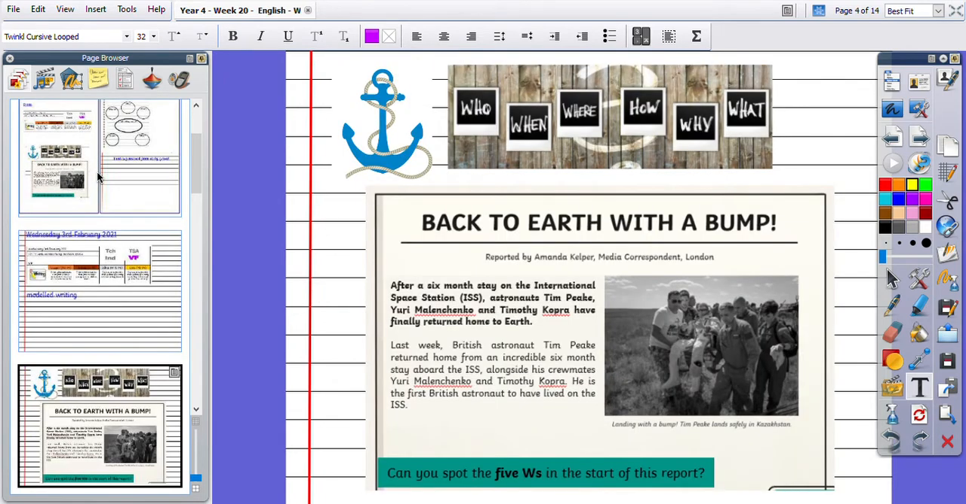So here's your anchor task then, going back to your intervention yesterday. So we're looking at the 5 W's. Can you spot the 5 W's in the start of this report? So it says, after a 6-month stay on the International Space Station, astronauts Tim Peake, Yuri Malenchenko and Timothy Kopra have finally returned home to Earth.